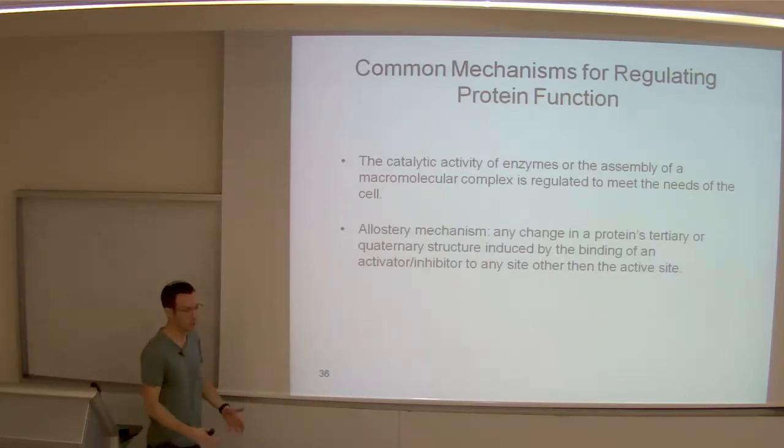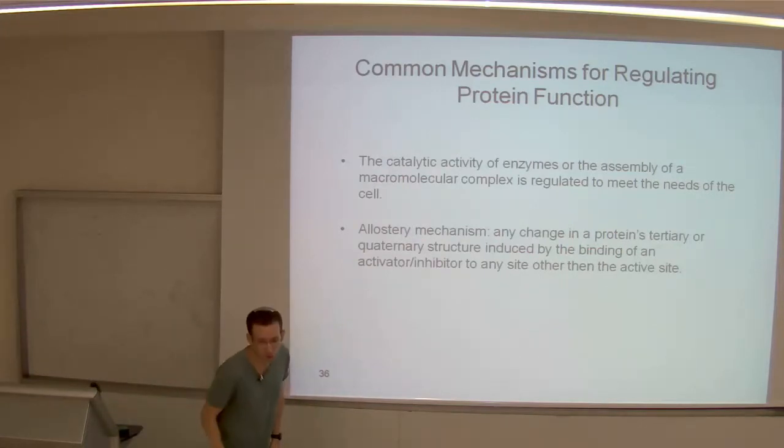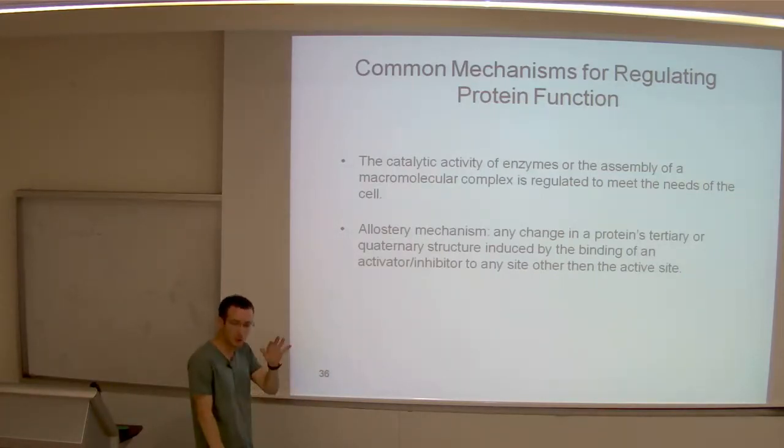This is the job of the regulation mechanisms: to adjust between the needs of the cell and the amount or the activity of the enzyme or other proteins. An allosteric mechanism is a mechanism in which a protein changes its tertiary structure upon binding of a molecule anywhere on this protein other than the active site. So, for instance, in the case of enzymes, if another molecule binds and competes with the substrate of the enzyme on the active site, then obviously it will change the activity of the protein.